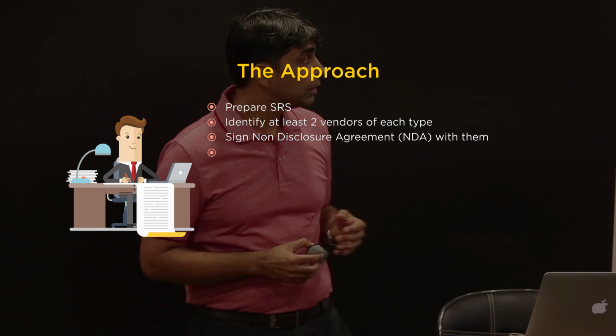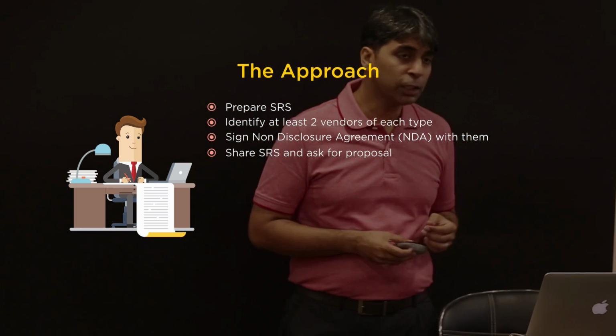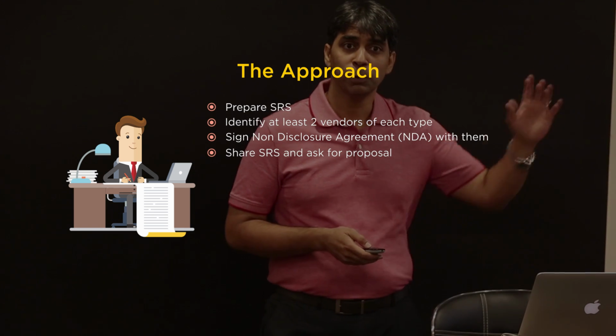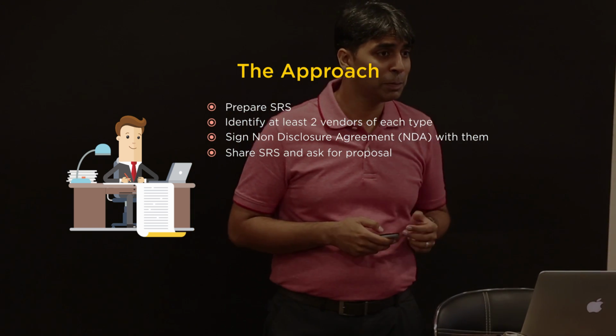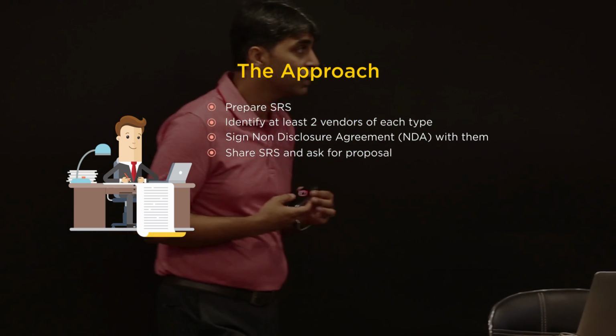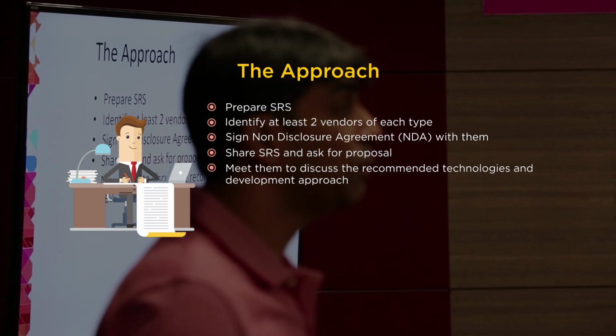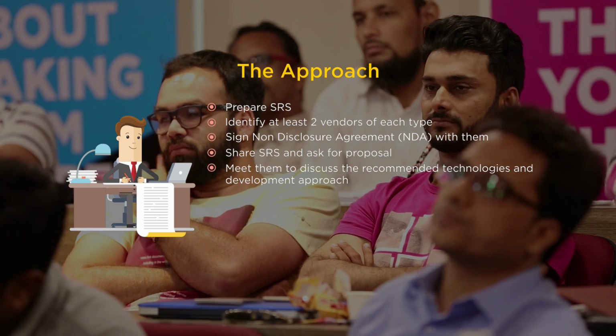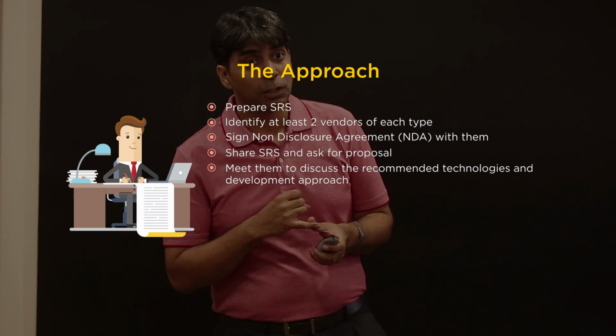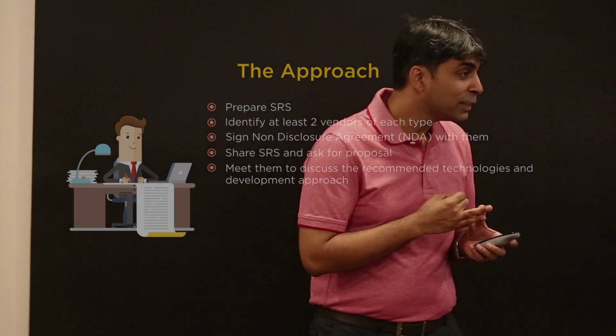Okay? Then, you can share the SRS and ask for a proposal from them. I know we're going through baby steps, but I want to make sure that people understand that it is a step-by-step process. Meet them to discuss the technologies and the development approach. It's very important. Ask them what they're going to use. Now you have more knowledge. What technologies are out there, what the terminology is, right? Hopefully we know a few more terms today. So at least you can have a conversation and ask them what technology they will use. What it will do is make them think that you know a little bit more, and they won't be able to fool you.